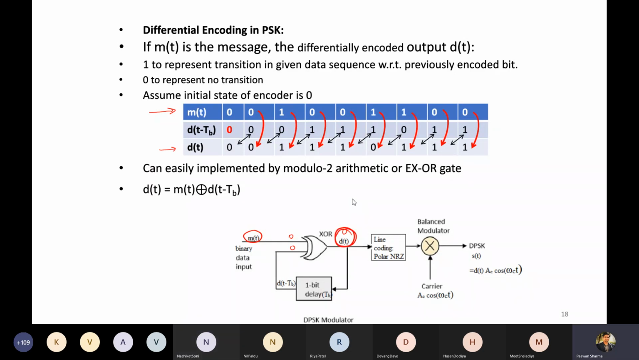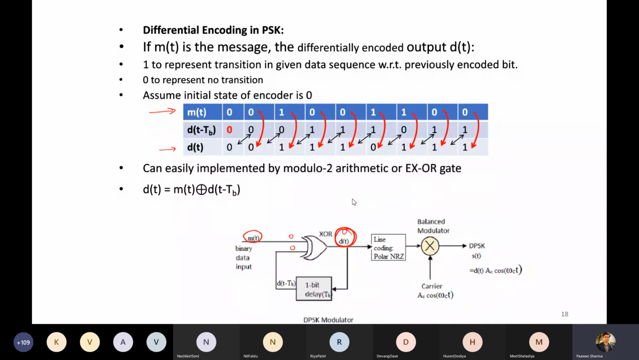Okay. So what is the rule? dt will change its value whenever mt comes as 1. When mt comes as 0, let it be the previous dt that was there. Don't change it. So let's start. This red color means let us assume we had dt minus tb as 0 at this point. So whatever it is, mt was 0. So will I produce a change in output? No. My dt will be exactly what was earlier, dt minus tb.